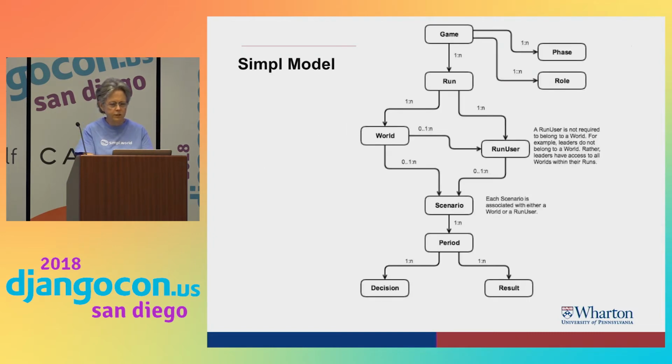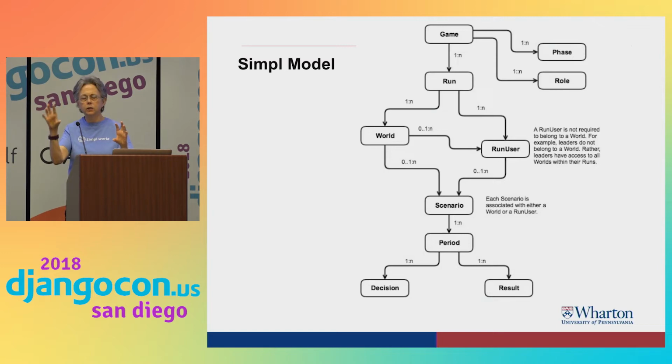So that leads us to the Simpl Model in the Django sense. And I believe all the concepts that I had mentioned in the previous slides appear as a model class, except the run user one, down over sort of midway down on the right. The run user is really a model that represents a many-to-many relationship between the Django users and runs within the Simpl database.